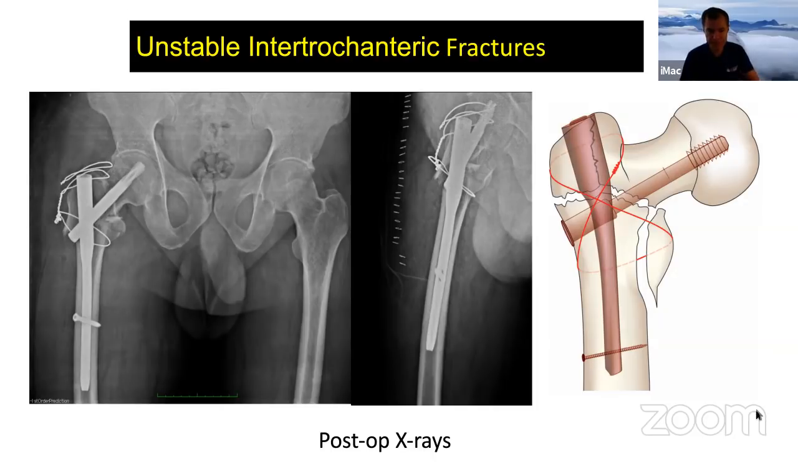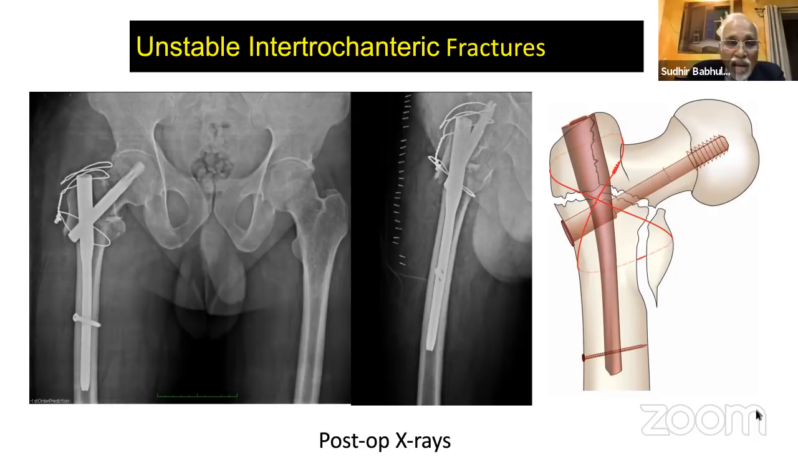We use the cerclage wire with our technique: temporarily reduce, pass a guide wire, ream, and put a PFNA. Then, after putting the nail, tighten up the cerclage wire. One cerclage is given superiorly, holding the gluteus medius, so that the greater trochanter does not fly away. Comments?